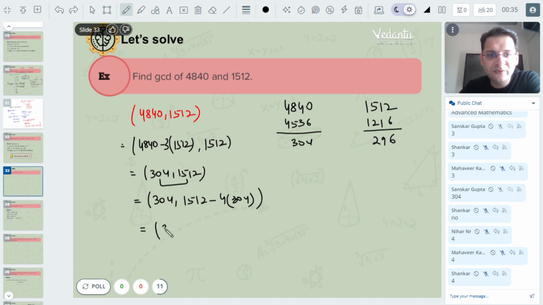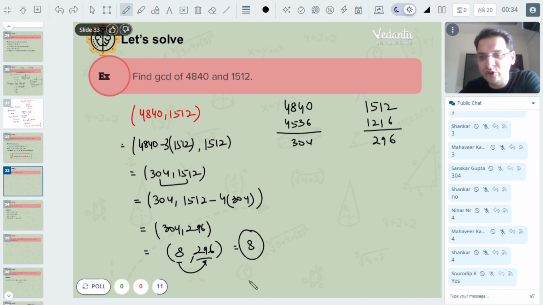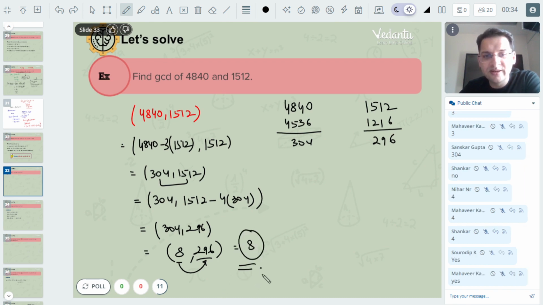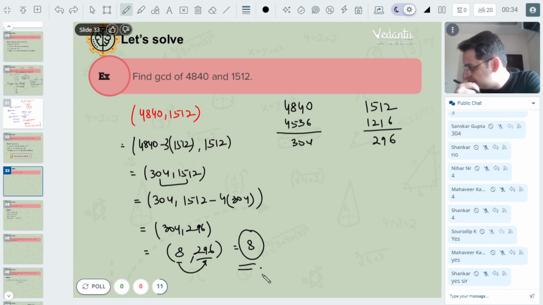So GCD of 304 and 296. Smaller number as it is, bigger minus smaller is going to be 8. And is 296 a multiple of 8? Yes. 296 is a multiple of 8. Hence, the HCF is going to be 8. Is it clear, everyone?